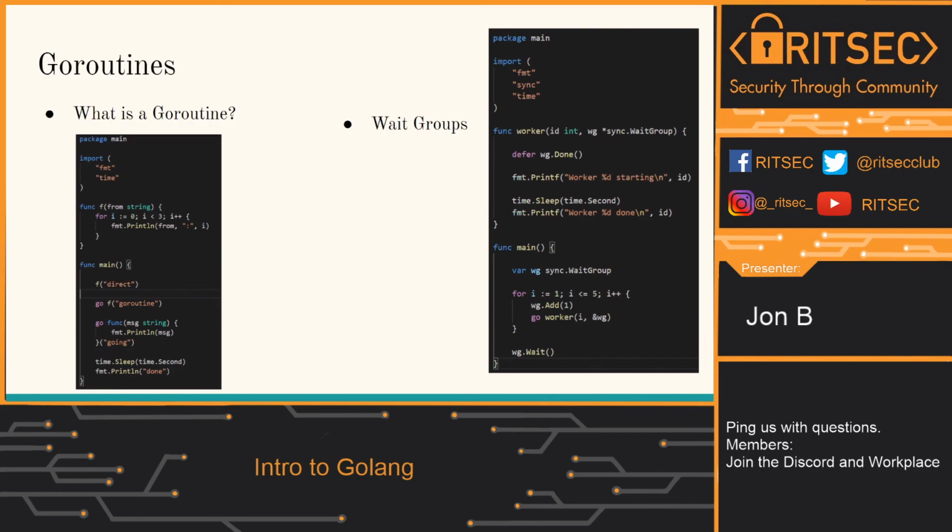And then the program's going to sleep for a second, and then it's done. So you might say, okay, well, how is that helpful? What if I need to wait for my threads to finish? Well, that's exactly what wait groups are for. A wait group in Go is pretty much like join, like joining in other languages.